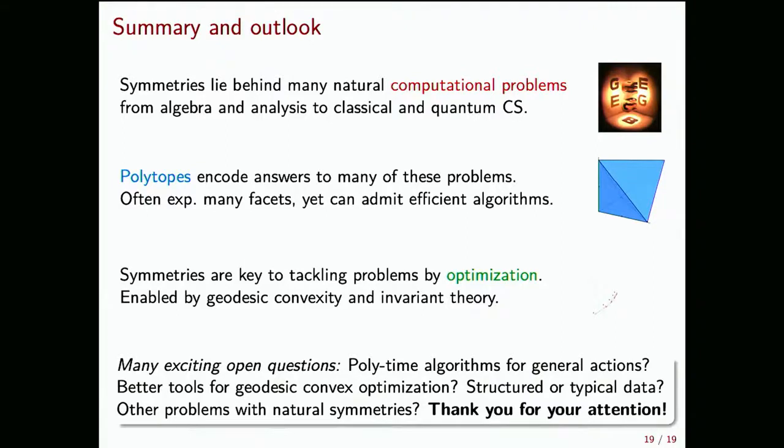And how can we find such algorithms? Well, again, symmetries are key. They tell us what are the spaces that we should be optimizing over. They guide us towards this hidden notion of convexity. And they also give us the tools, in this case from invariant theory, to tackle them and to find efficient algorithms. And so there are lots of exciting questions here.